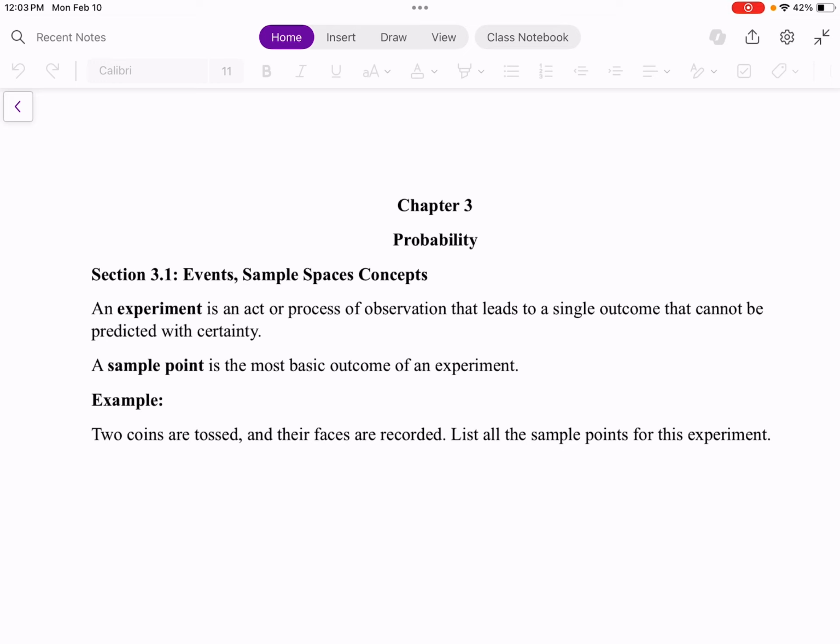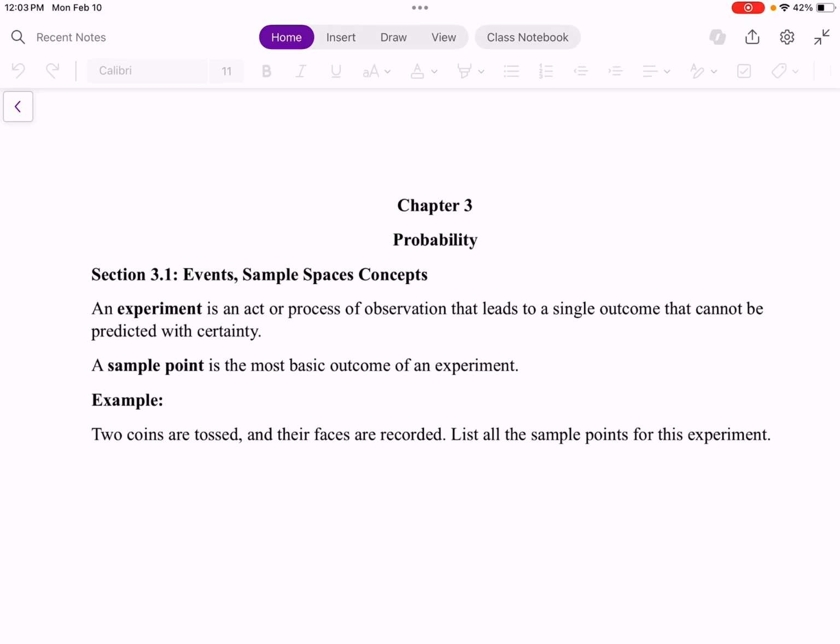So probability and statistics, these two are reverse of each other. Statistics is, you have a sample, and we use the sample to generalize the population. In probability, we have a population, and we will consider we know everything about the population. And from that, we will find the chances of getting different samples. So probability and statistics are reverse of each other. Now, in this section 3.1, we will introduce the very basic concepts here.